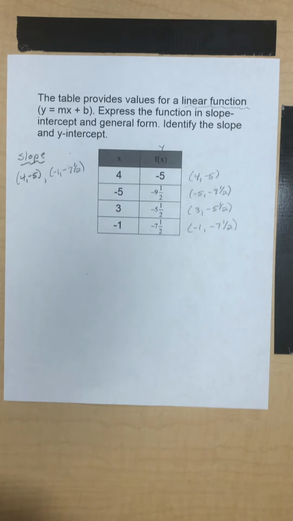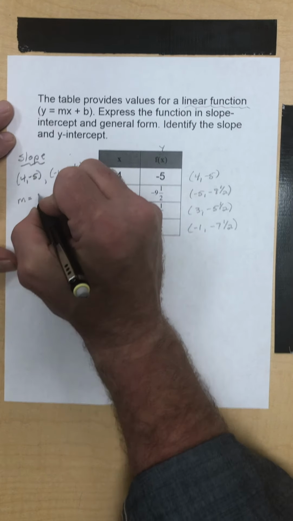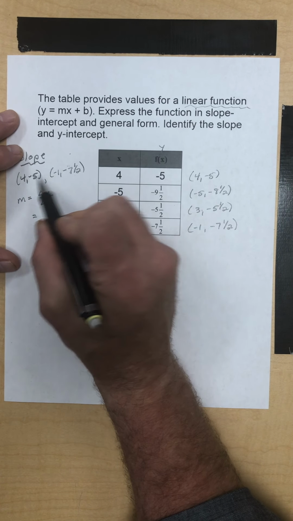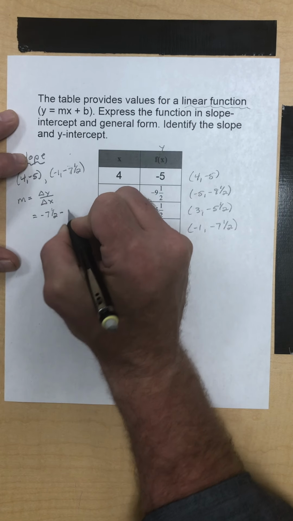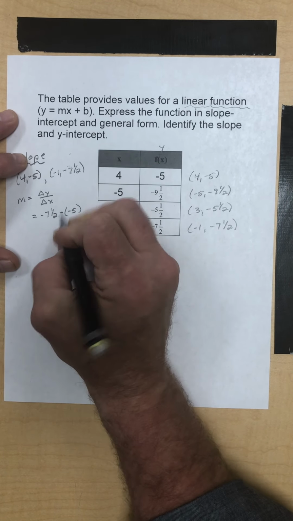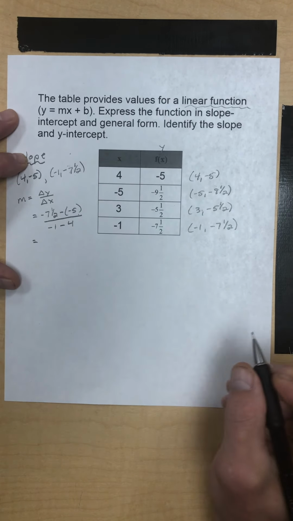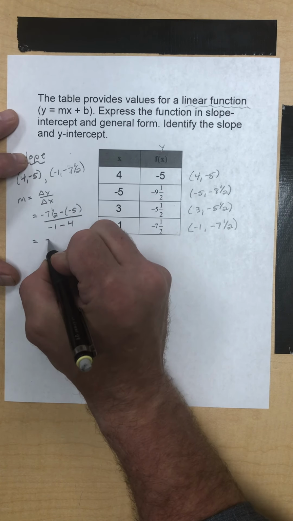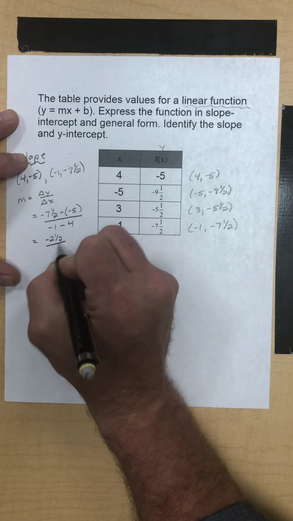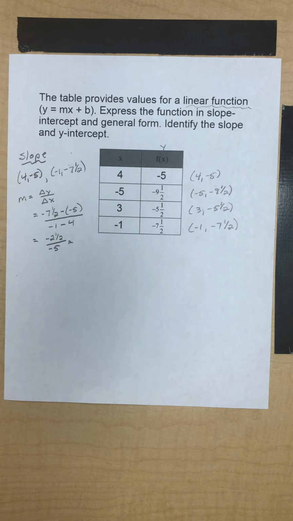I've got to find my slope. So again, remember it's delta y over delta x. I am going to go these coordinates minus these coordinates. So I have -7.5 minus -5, all over -1 minus 4. That's the same as -7.5 plus 5, so that's -2.5 over -5. I'm pretty sure that reduces down to 1/2.